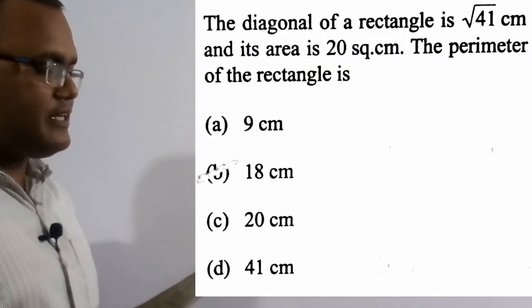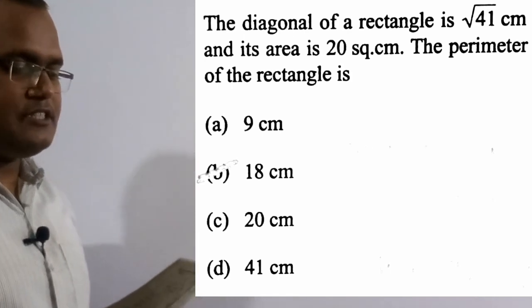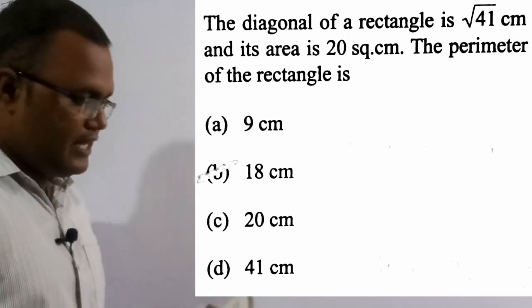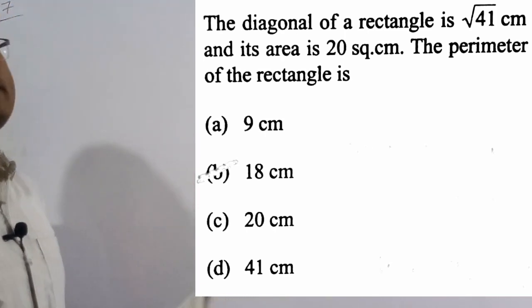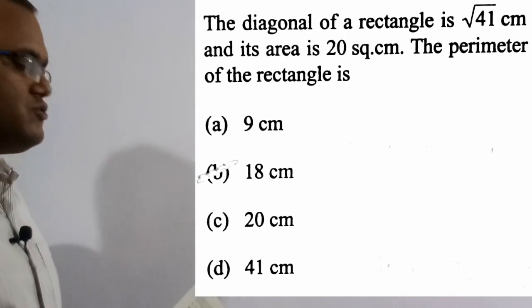So now we are going to solve the seventh question. See the question here. The diagonal of a rectangle is root 41 centimeter and its area is 20 square centimeter. So the perimeter of the rectangle is? So basically they have given a diagonal and also its area. So we need to find what is the perimeter of the rectangle. Of the 4 options, option B, 18 centimeter, is the correct solution of this question.